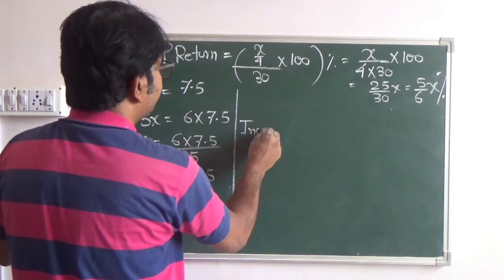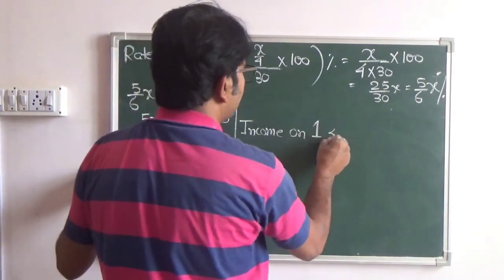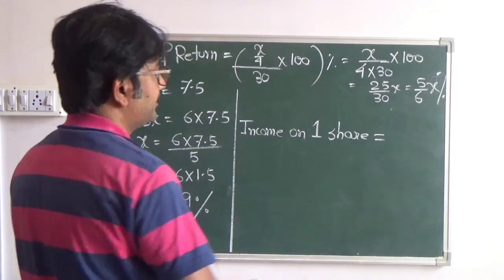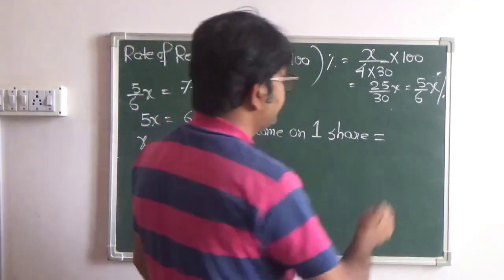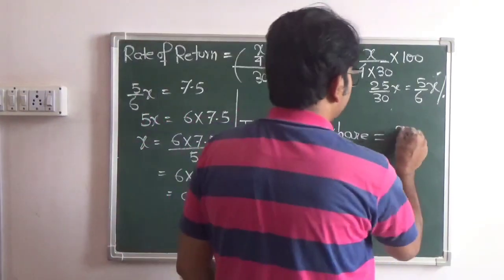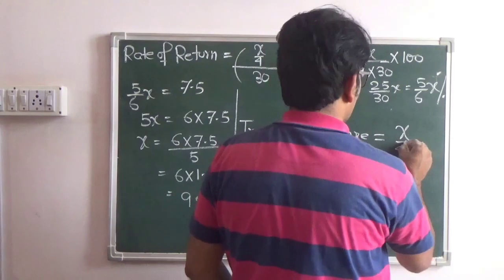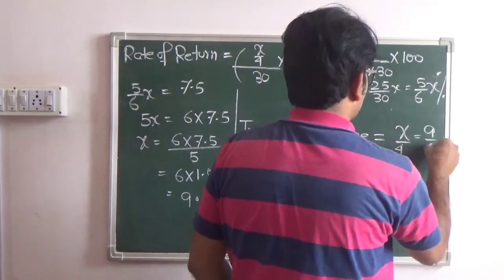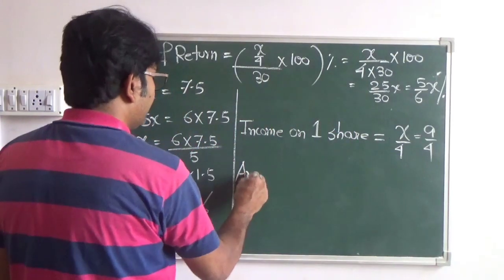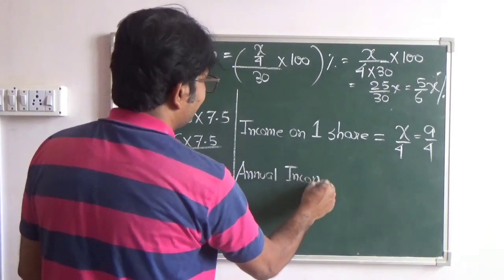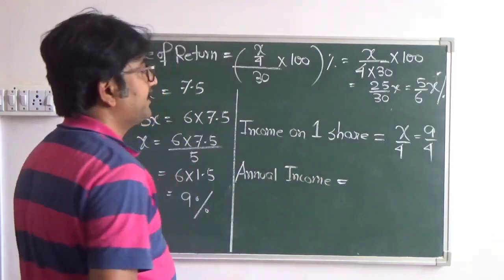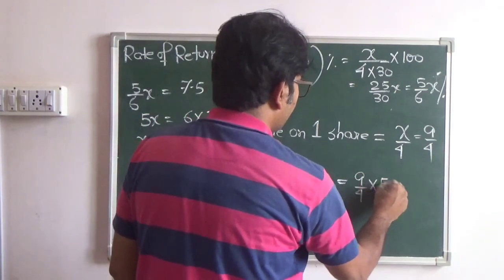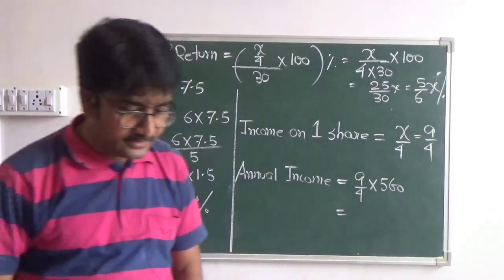Now what is the income on one share? Income on one share. That was x percent, x by 4. And what is x? 9. So 9 by 4. So this is annual dividend or annual income, multiplied by the total number of shares. What is the total number of shares? 560. So this is 9 by 4 into 560. The answer I am writing directly, 1260.